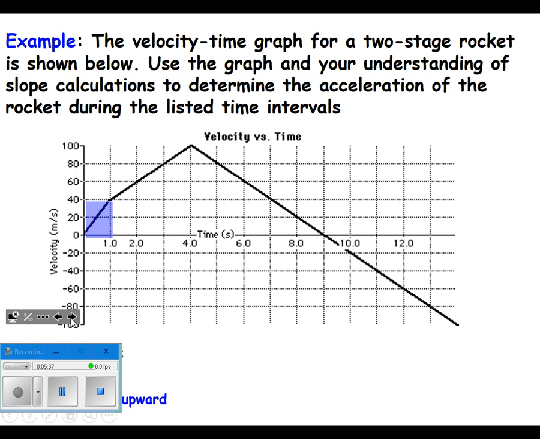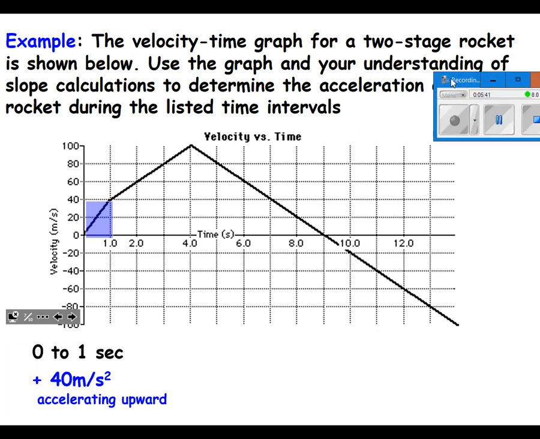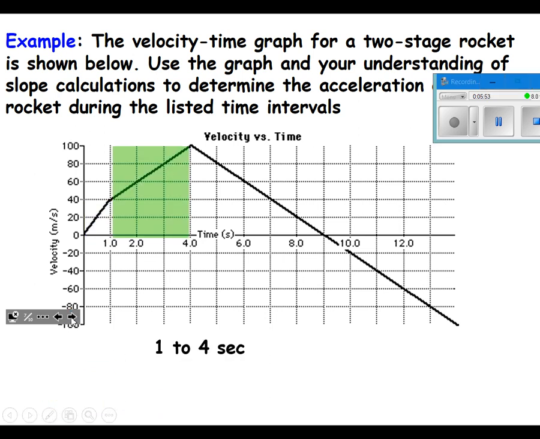So right here, oh, I cannot get my little squares in the right position today. Okay, so from 0 to 1, it's a positive 40 meters per second. So it's accelerating, and we're talking about upwards as being forward. And then from 1 to 4, it's still accelerating and it's still going upwards.